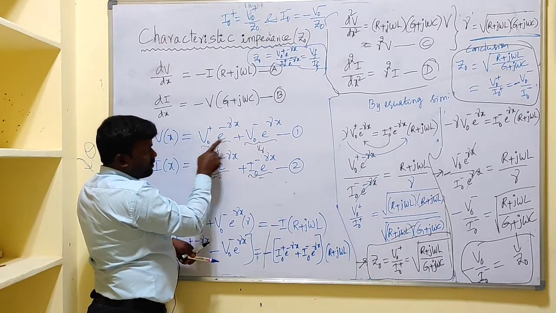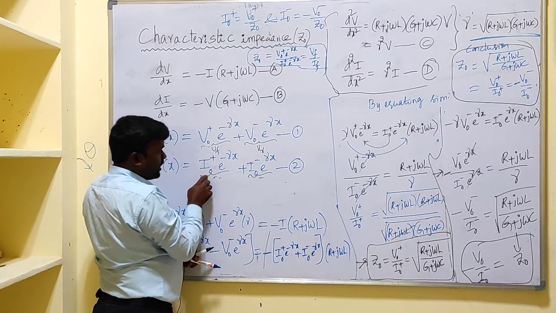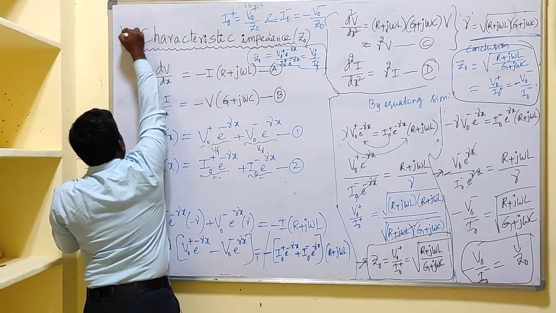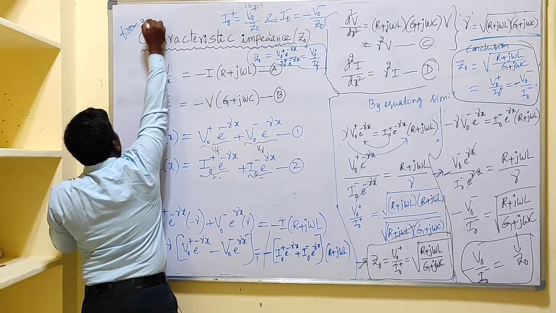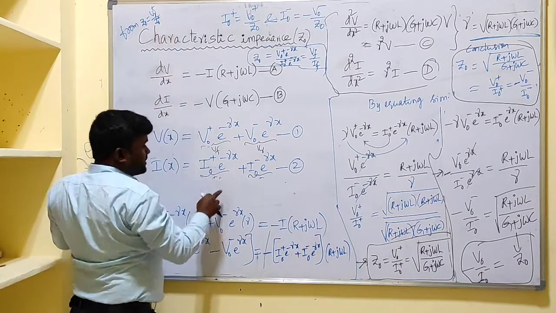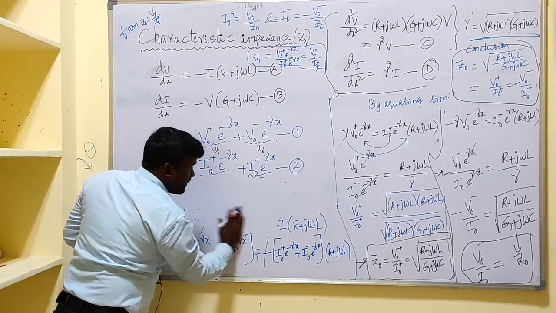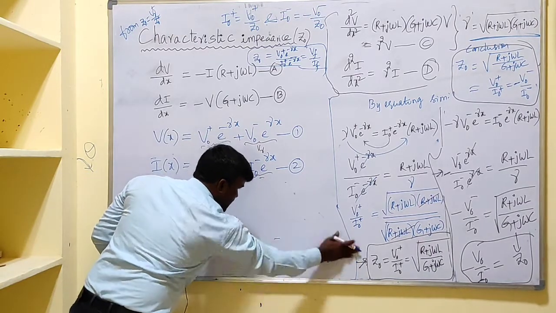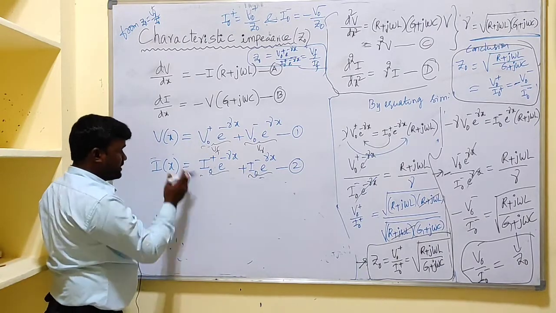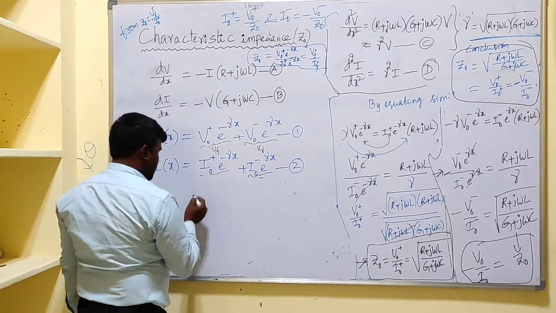One constant is V naught plus and another constant is V naught minus, and the remaining constants are I naught plus and I naught minus. From the relation Z naught equal to V naught plus by I naught plus, we can replace this I naught plus and I naught minus in terms of V naught plus and V naught minus. Instead of taking 4 constants, with the help of 2 constants, V naught plus and V naught minus, we can write our voltage and current equations for the transmission lines.